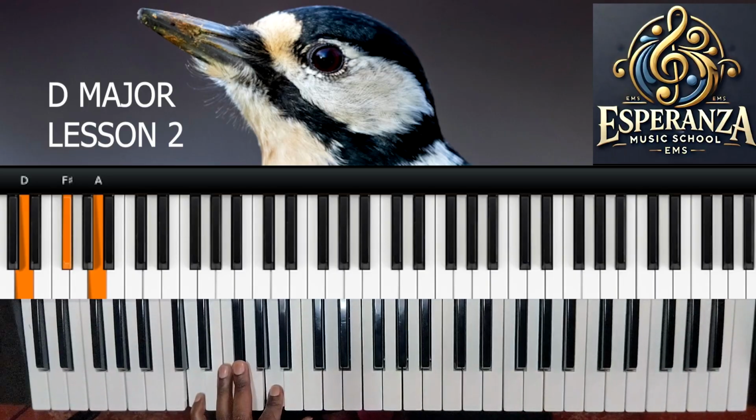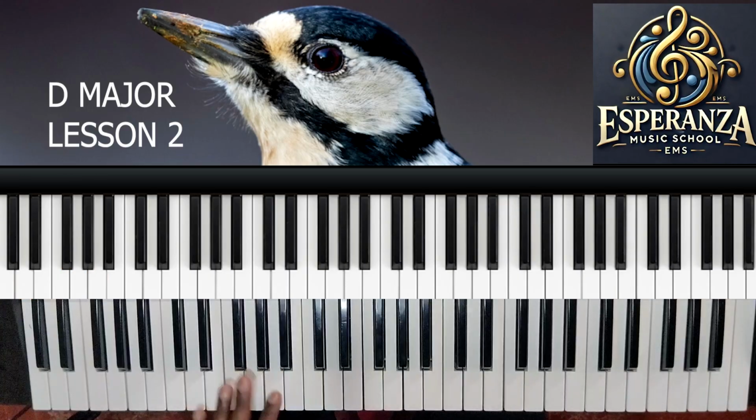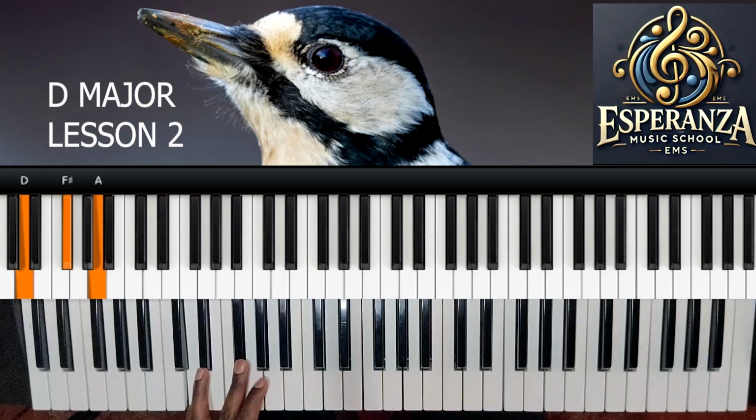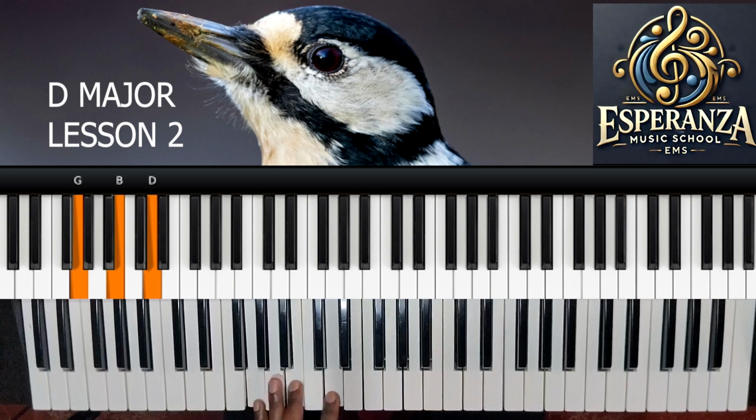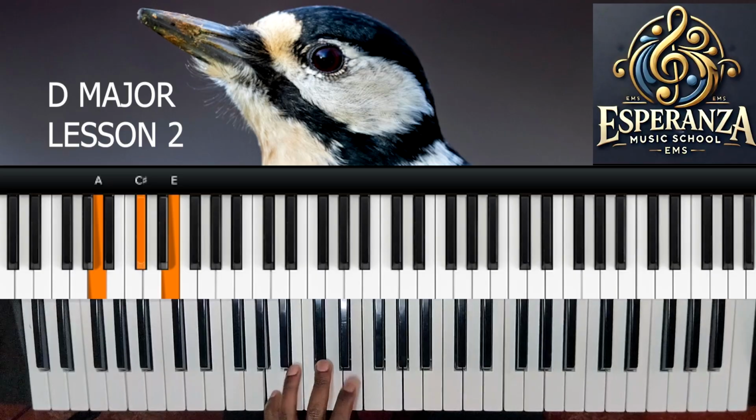But when we use a number system, it is going to be very simple. So let's say chord 1 is built by 1, 3, 5. Chord 4 is built by 4, 6, 8. Chord 5 is built by 5, 7, 9, or 2.